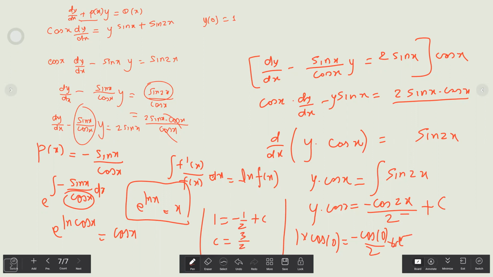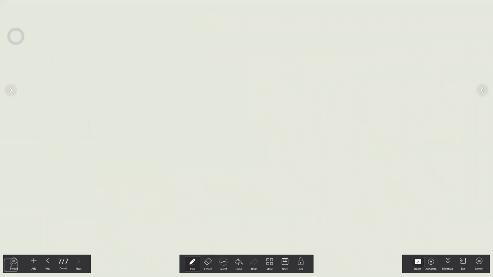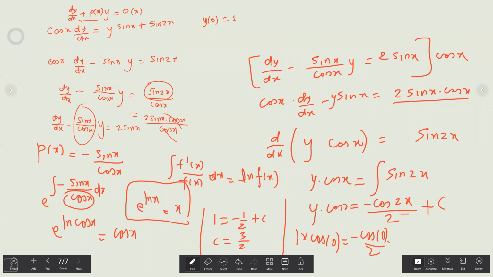And so you can just take c as 3 by 2 in the next step out here. Take c as 3 by 2 and then you just divide by cos x to get the exact answer for this differential equation.